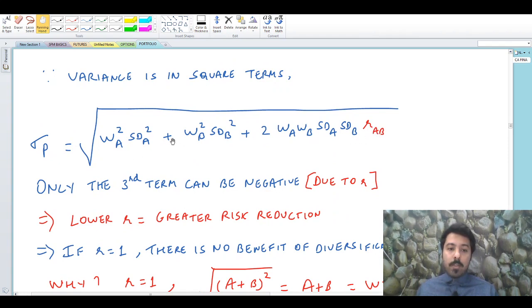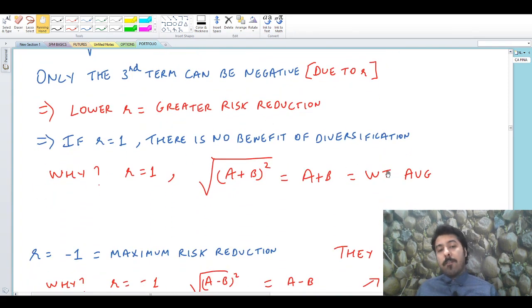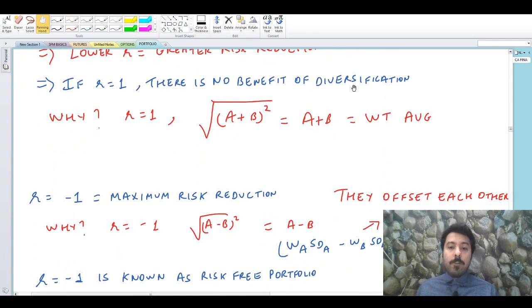So we have a square plus b square plus 2ab, that is equal to a plus b the whole square, and under root of a plus b the whole square will be a plus b, that is weighted average. See, normally there is no benefit of diversification. We know that a plus b is the weighted average. Weighted average means there is no risk reduction. We are exactly where we should be.